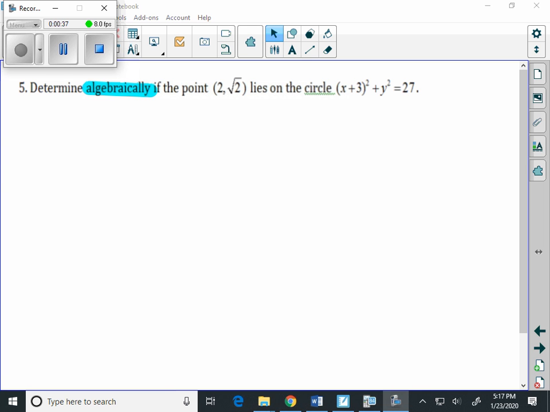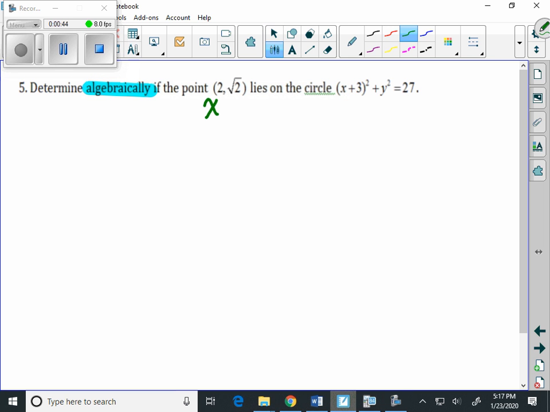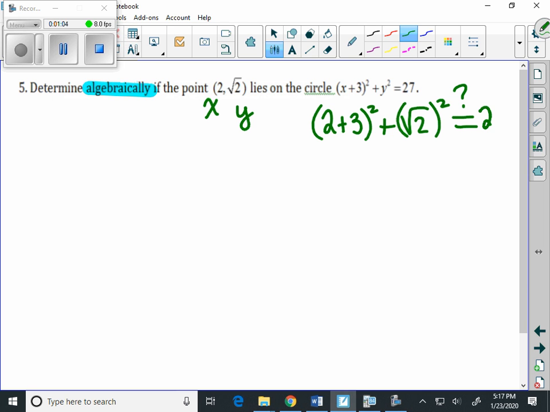But as we take a look at this problem here, we're going to take the value of 2 and put it in for x, and we're going to take the square root of 2 and put it in for y. So we're going to put it back into this equation. So this one's going to be (2 + 3) squared, and then we're going to put the square root of 2 in for the y squared, and the question is, does that equal 27?